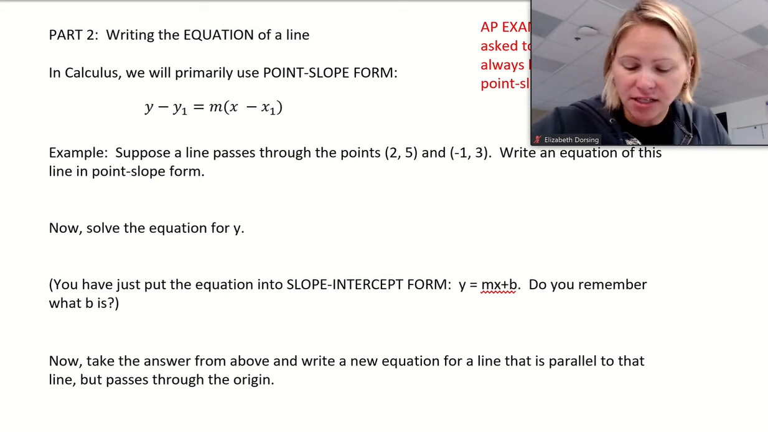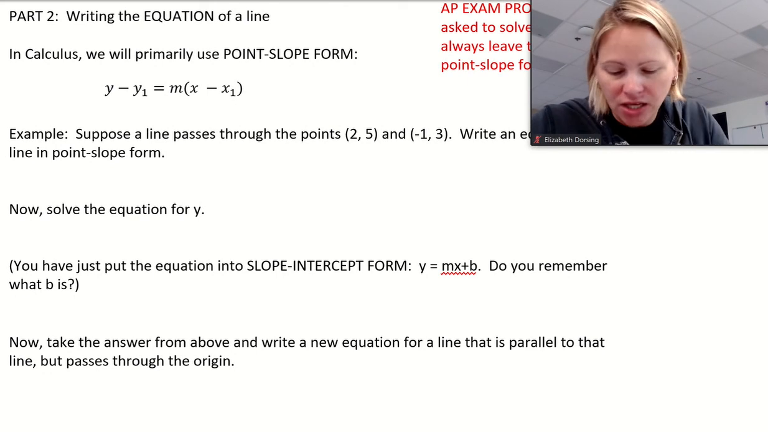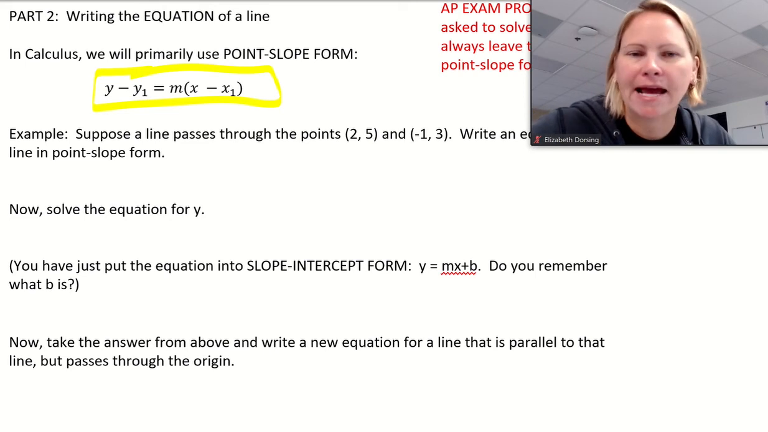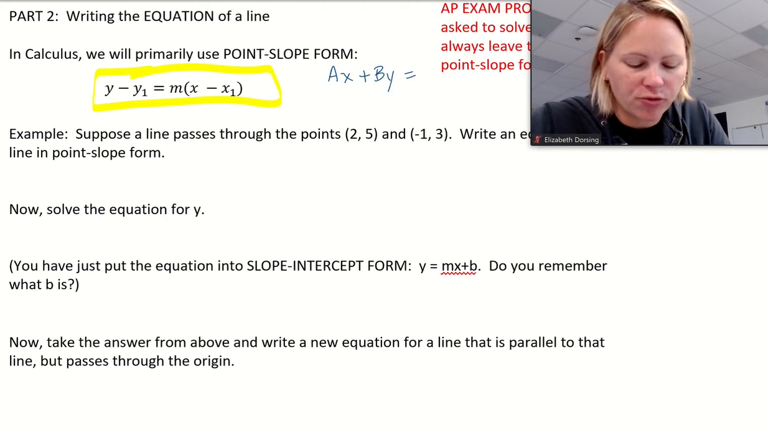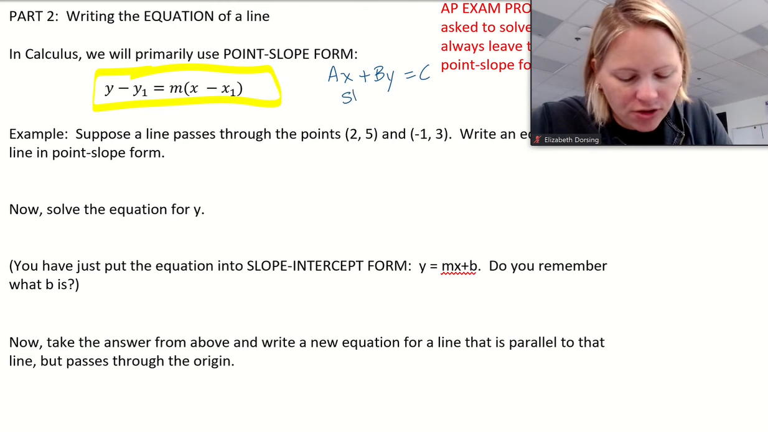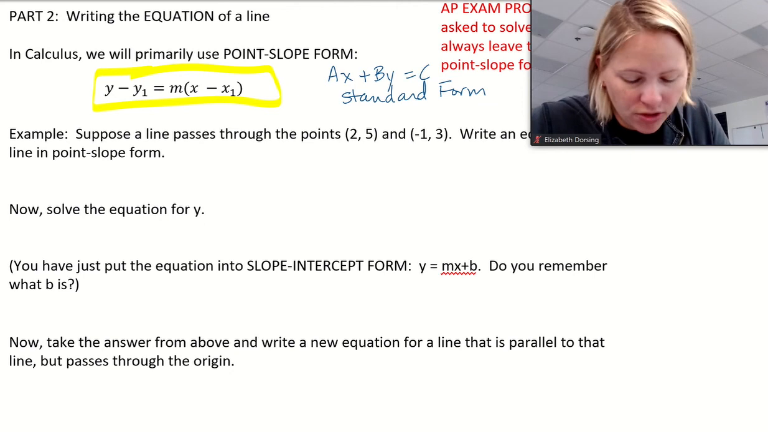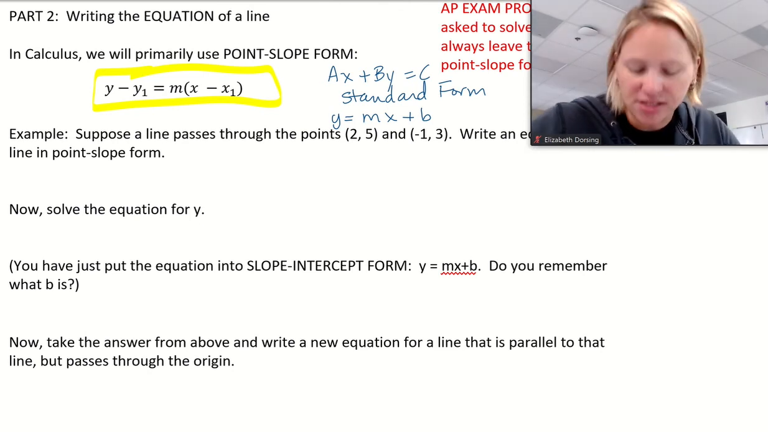So let's take a look at the equation that we're going to be using to write equations of lines. This is called point-slope form, and I know that previously in other math classes you may have learned other forms like standard form. Standard form looks like this: ax plus by equals c, where a, b, and c can't be fractions. They have to be integer values. You may have also learned y equals mx plus b, which is called slope-intercept form. We're actually going to see that a little bit later on down the slide here. But we're going to focus primarily on point-slope form.